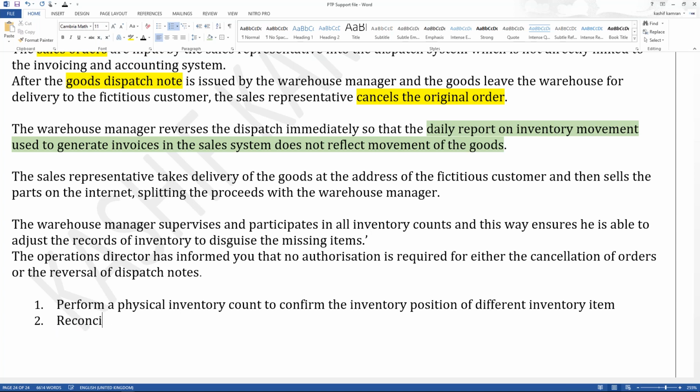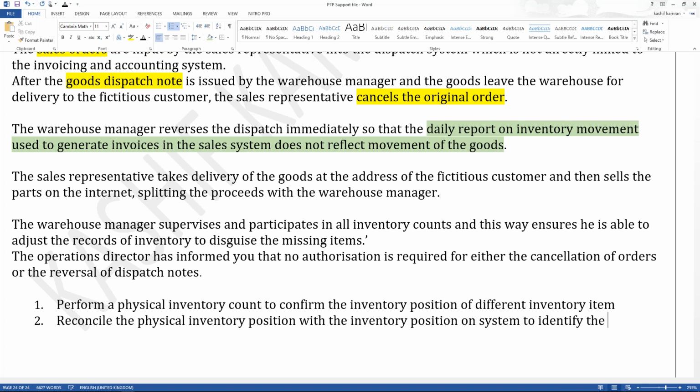You will then reconcile the physical inventory position with the inventory position on the system to identify the differences. Are these differences likely to be the inventory which has been sold to the fictitious customers? Are you getting my point, everyone?